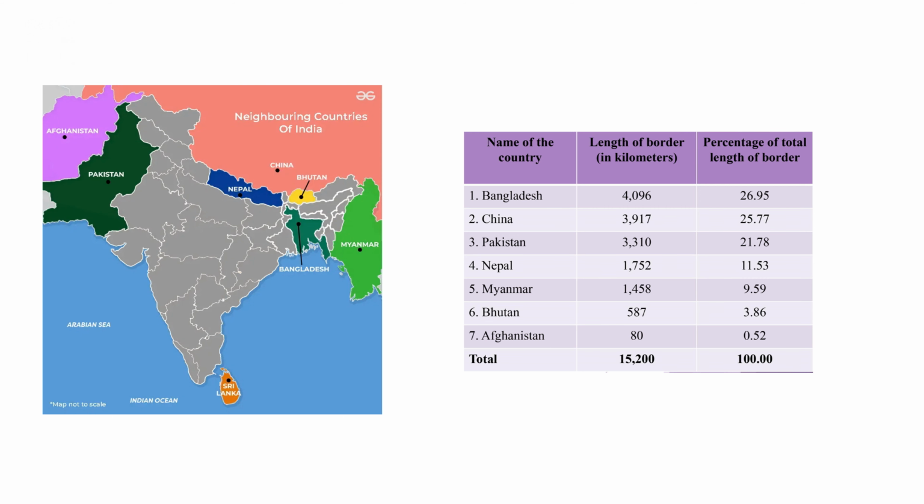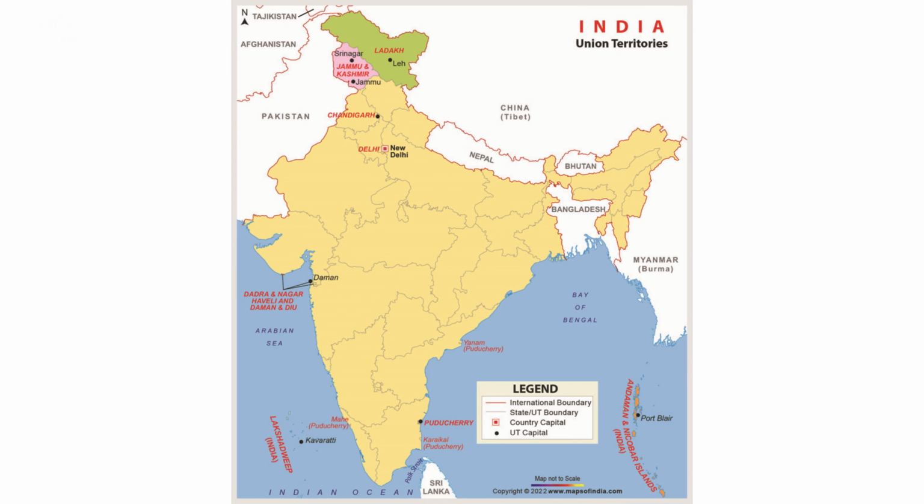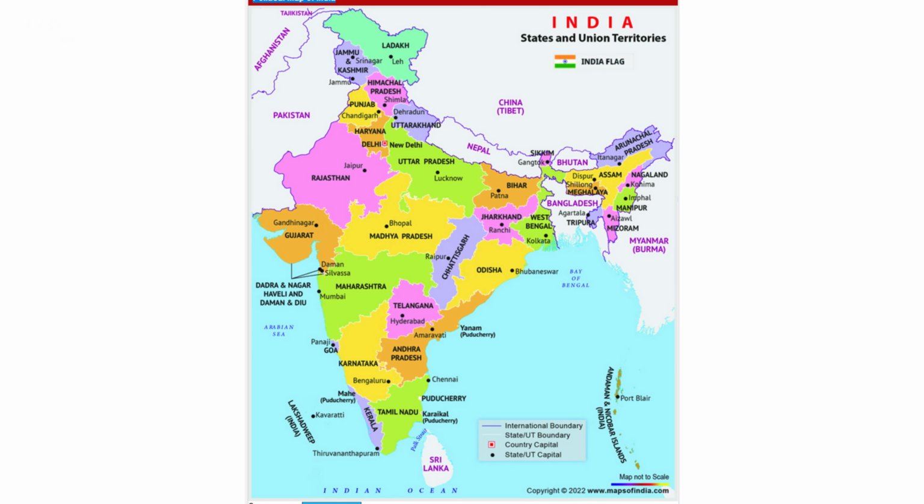Now I would like to talk a little bit about the union territories. We currently have 8 union territories, which are centrally administered federal territories governed by the Union Government of India. These are the 8 union territories: Andaman and Nicobar Islands, Chandigarh, Dadra and Nagar Haveli and Daman and Diu, Delhi, Jammu and Kashmir, Ladakh, Lakshadweep and Puducherry. And we have 28 states, which you can see on the left side, on the map.